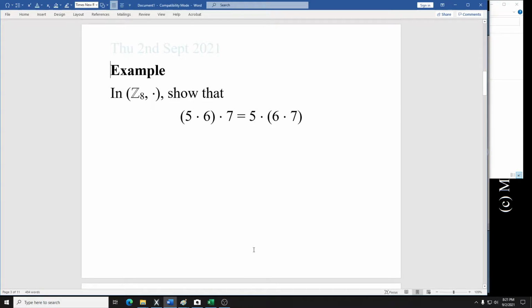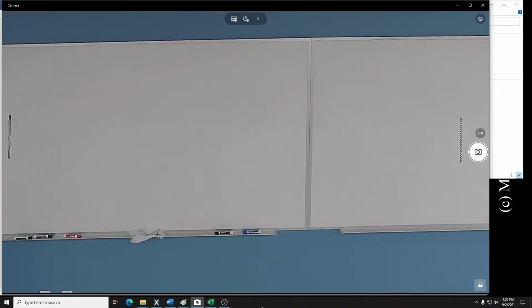Example: in the structure Z8 together with multiplication modulo 8, show that the quantity 5 times 6 multiplied by 7 equals 5 times the quantity 6 times 7. Let's show this by performing the two calculations and showing that the answers are equal.